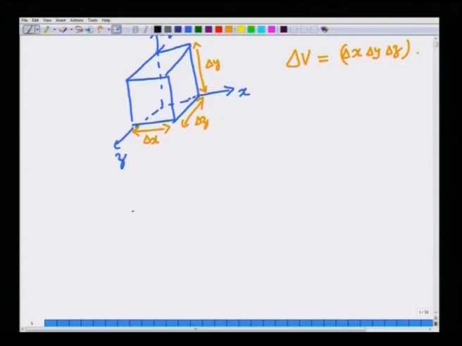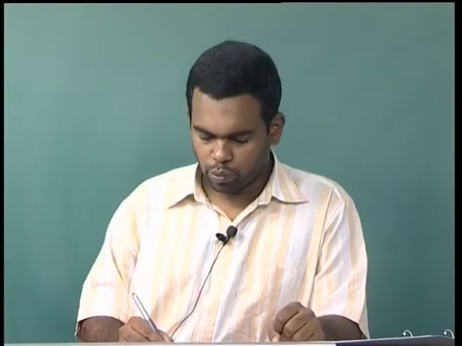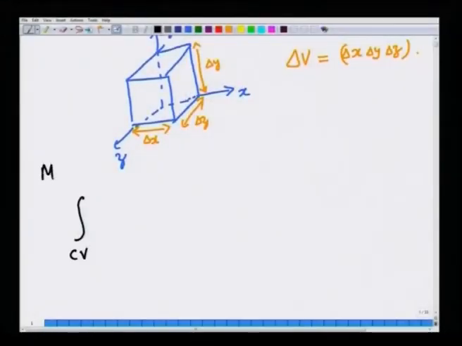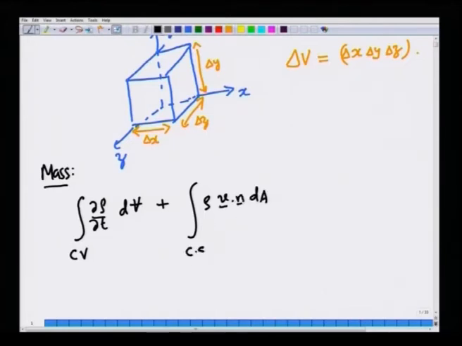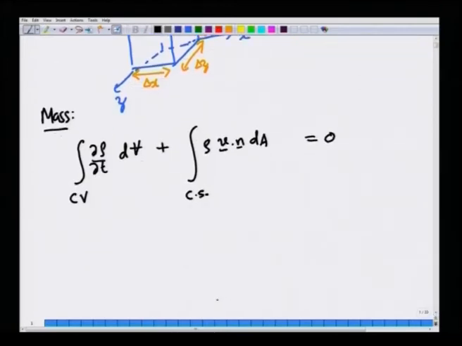So, what one does to derive the differential balances is to use the integral balance for a CV and take the limit of an infinitesimal CV. If we look at conservation of mass as applied to a CV, we already derived that the rate of change of mass present in the CV plus integral rho v dot n dA over the control surface is 0. This is the most general equation that governs mass conservation for a CV.